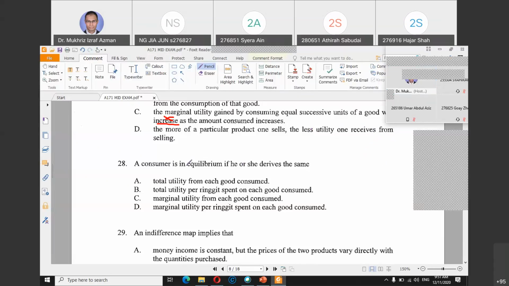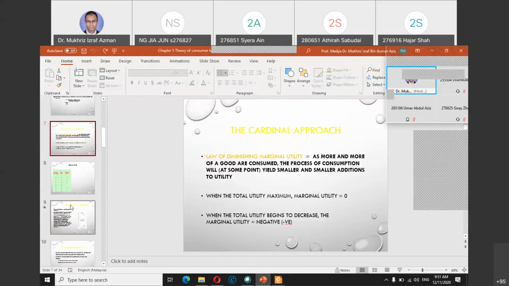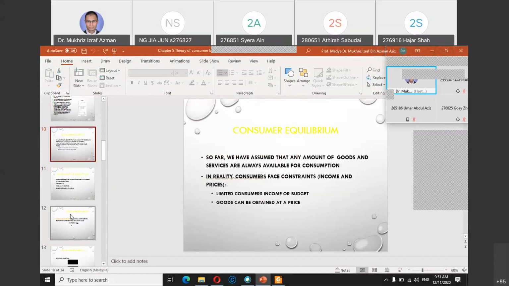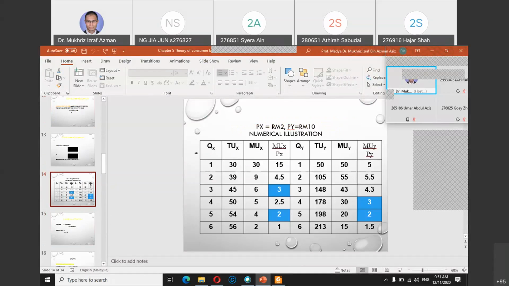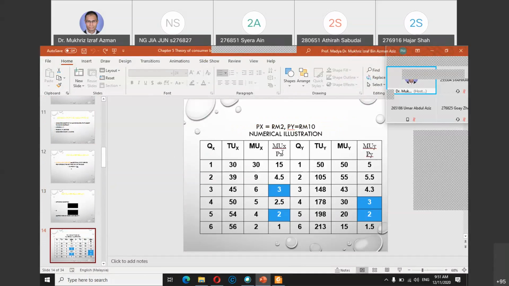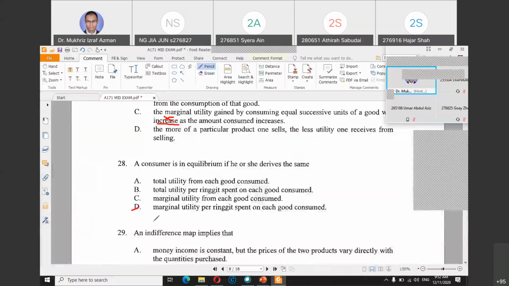So the answer should be D. This is what I've been telling you, the formula MUX over PX equals MUY over PY. The marginal utility per dollar spent, or per ringgit spent, is equal. So MUX per PX equals MUY per PY. That is what statement D means: marginal utility per ringgit spent on each good consumed. When you derive the same, it means equal.